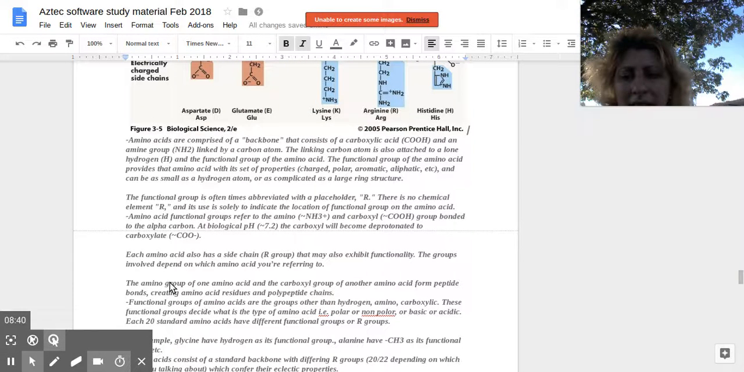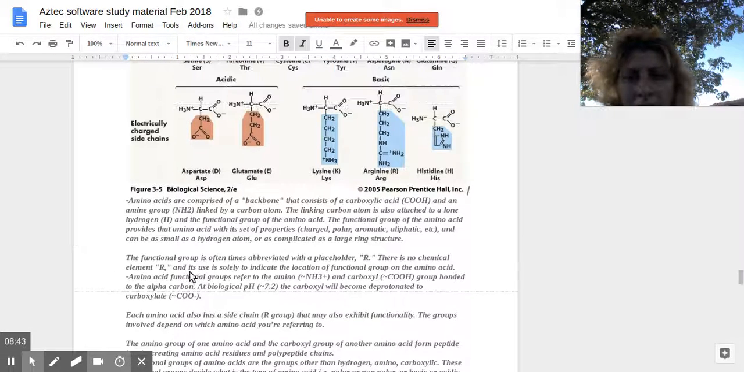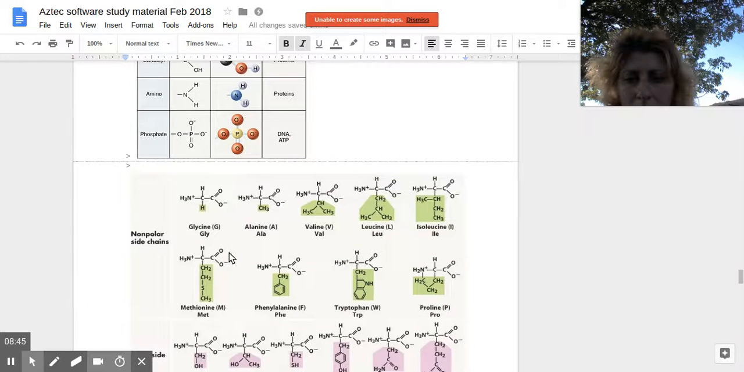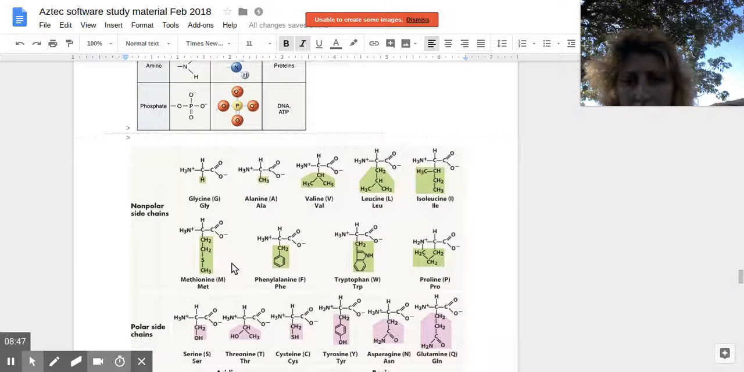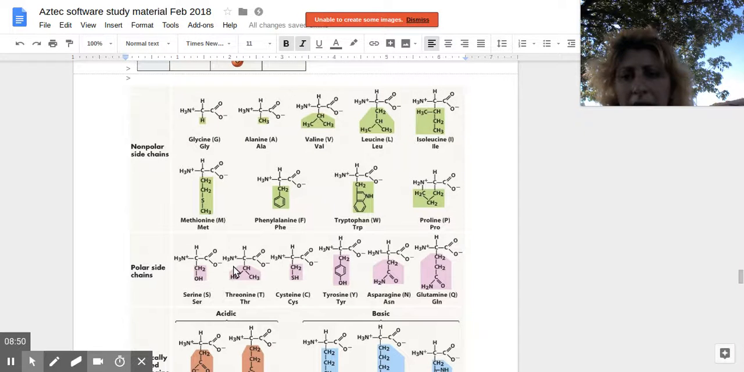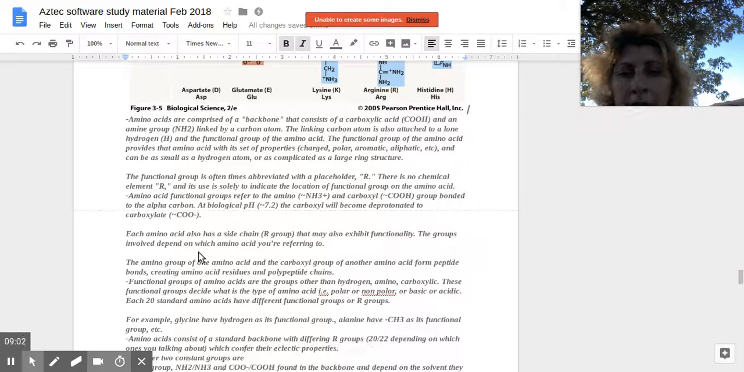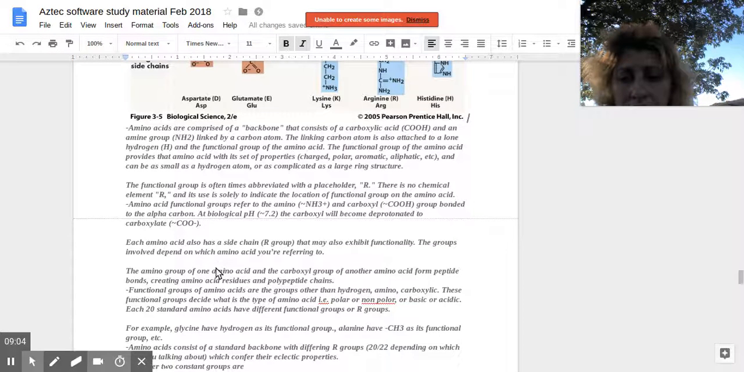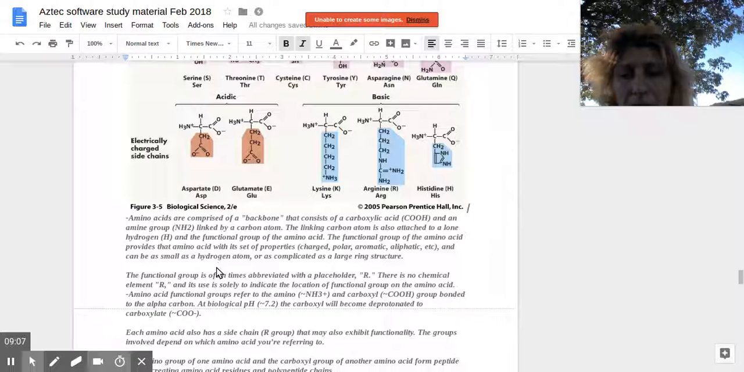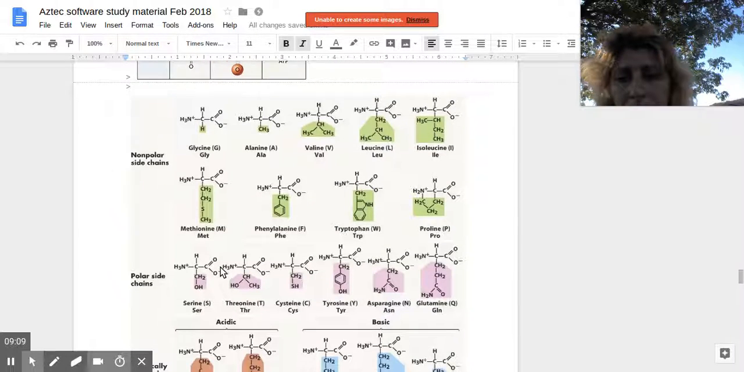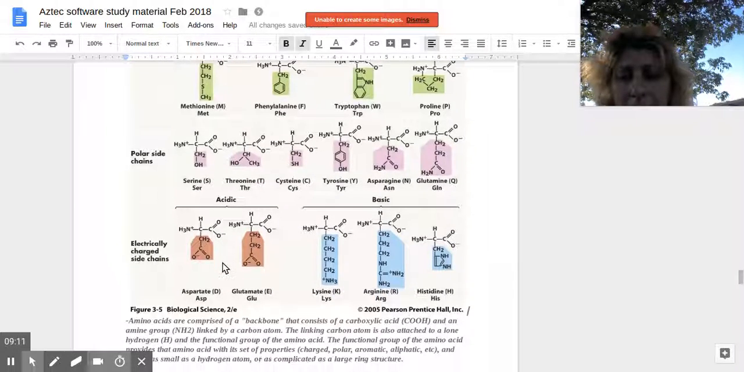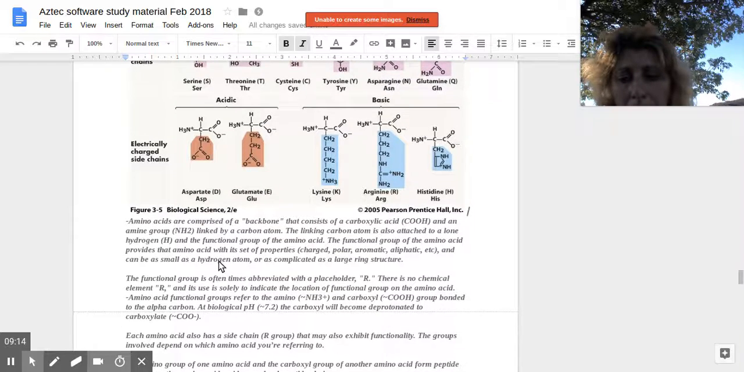So amino acids at biological pH lose their hydrogen and are just COO minus. These R groups exhibit functionalities which are specific to the various amino acids, and the amino acids link up together to form polypeptide or protein chains.